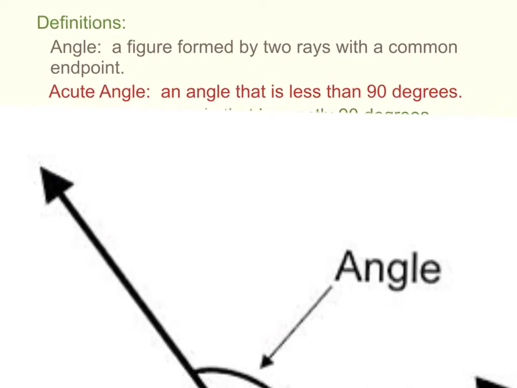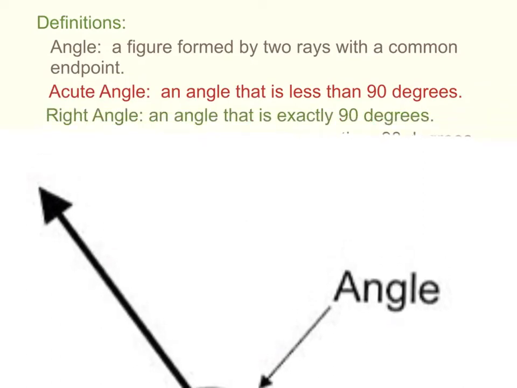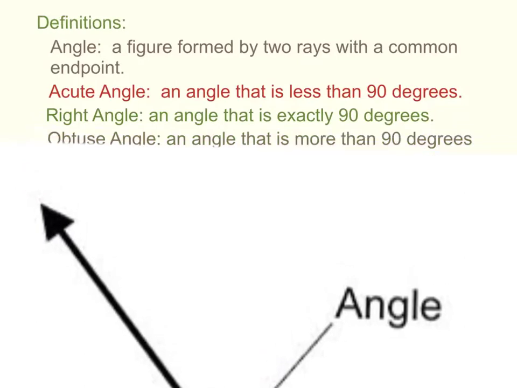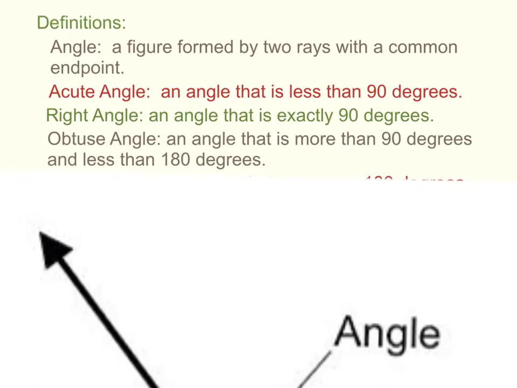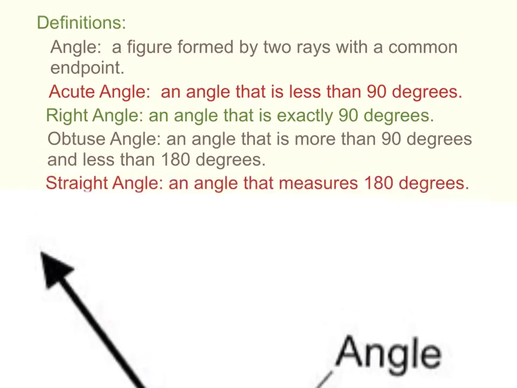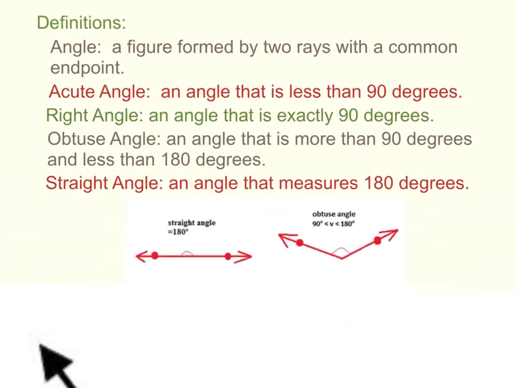An acute angle is an angle that is less than 90 degrees. A right angle is an angle that is exactly 90 degrees. And an obtuse angle is an angle that is more than 90 degrees and less than 180 degrees. The last type of angle is a straight angle, which is an angle that measures 180 degrees.